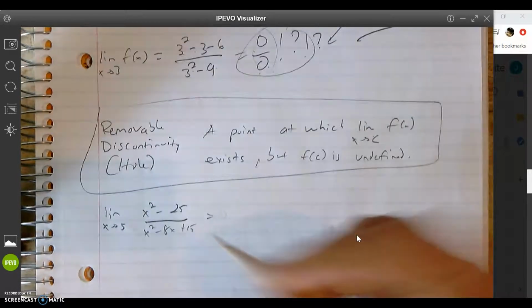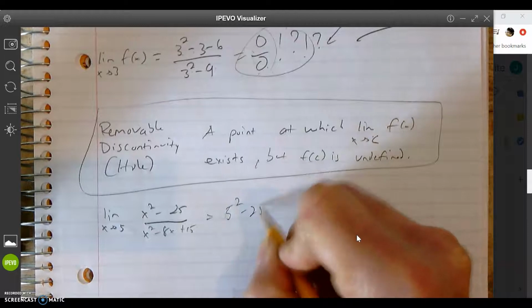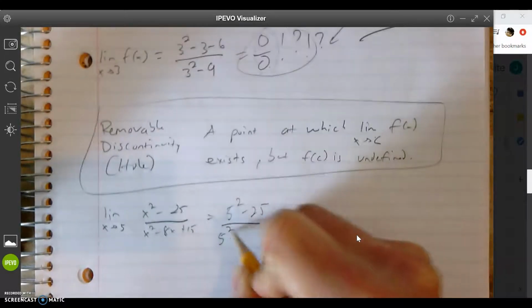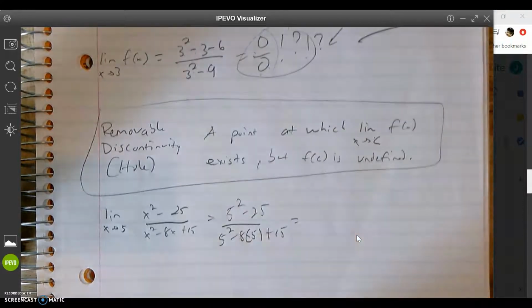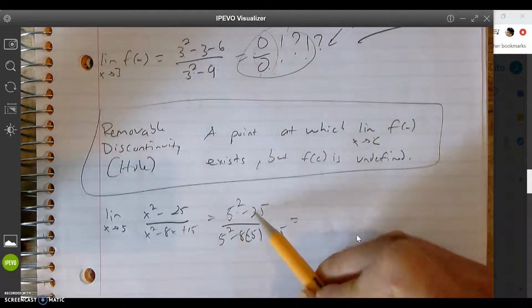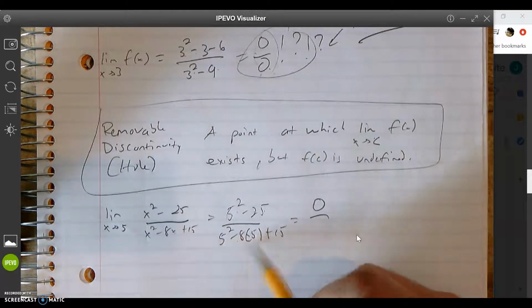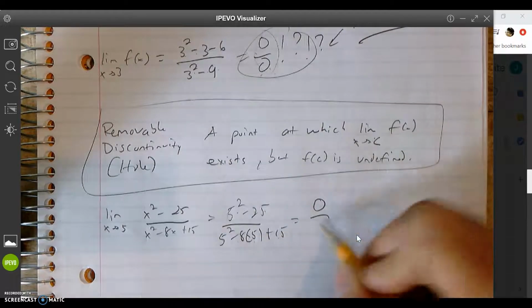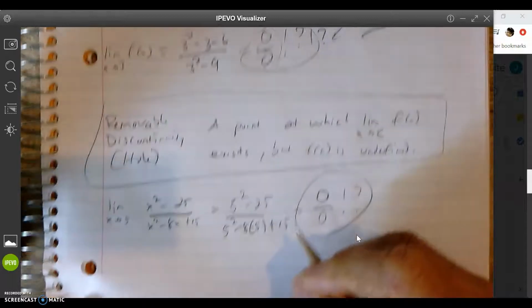Always plug in first. Don't assume that we're going to get 0 over 0. Always check it out first. So 5 squared minus 25 over 5 squared minus 8 times 5 plus 15. 25 minus 25 is 0. 25 minus 40 is negative 15, plus 15 is 0. Uh-oh. Indeterminate. So what am I going to do?